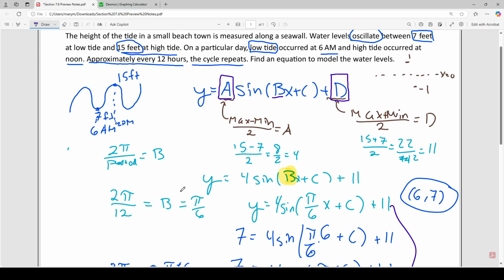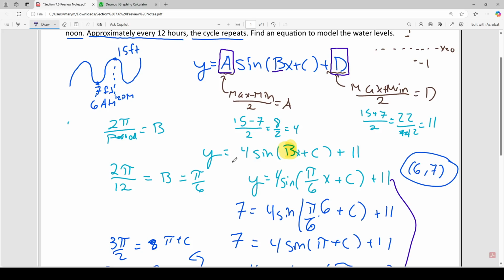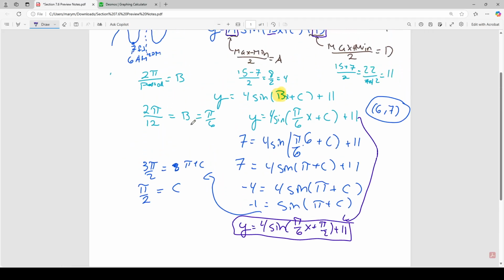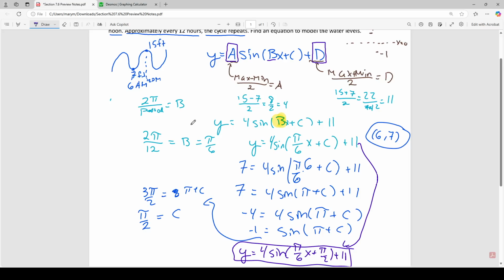And if you do 2 pi divided by that period, you will find your b, and then you want to plug in a point to solve for c. The plugging in a point to solve for c might feel a little bit different than what we did back in chapter 6, but that's because we didn't really have the tools to solve sine and cosine functions back in chapter 6. So this is a new way we can approach these problems.